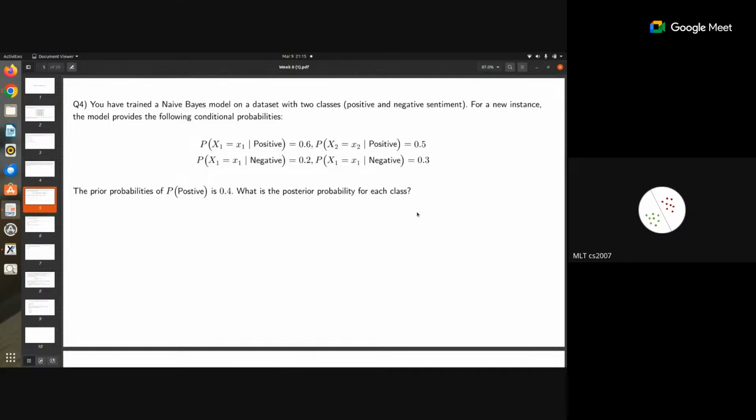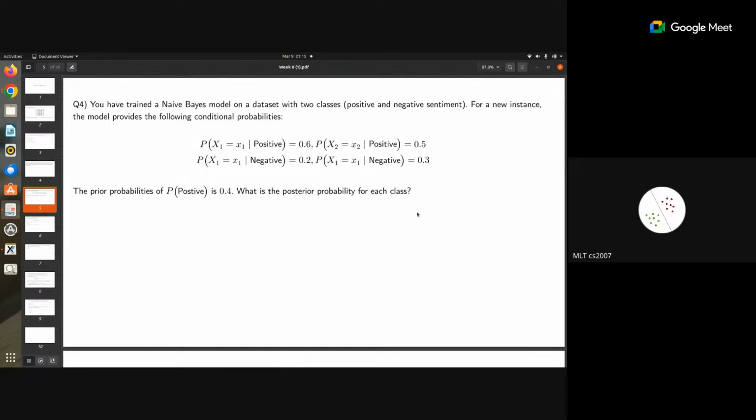Okay, you have trained a naive Bayes model on a data set with two classes, positive and negative sentiment. That means there is a zero class and a one class, or minus one and one. You can consider anything. For a new instance, the model provides the following conditional probabilities. Probability that x1 equals x1 given it's positive. How will you look at the first sentence?